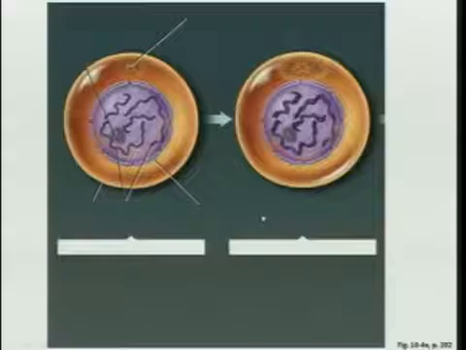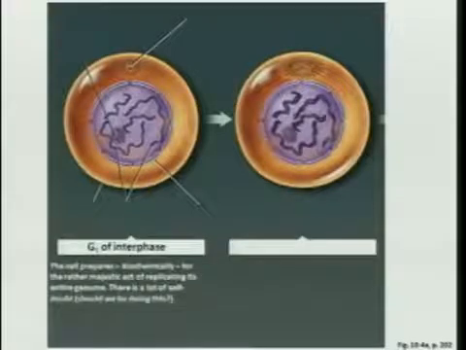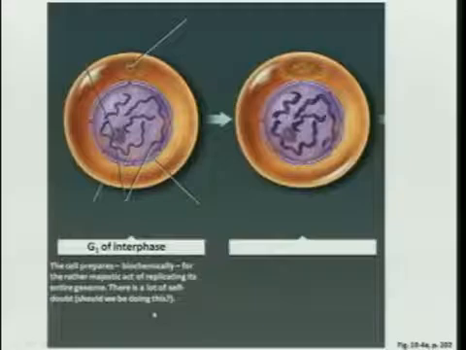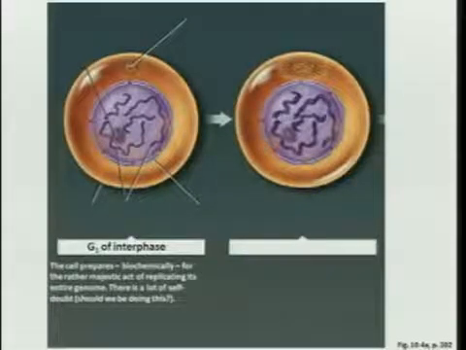So I took this figure from your book, I stripped it of all its text, and added only the things that I need you to know. G1. The cell prepares biochemically for the rather majestic act of replicating its entire genome. There is a lot of self-doubt. Should we be doing this, is what the cell is asking itself. And in the lecture on cell cycle control, I'll walk you through the mechanisms of that self-doubt in considerable detail.